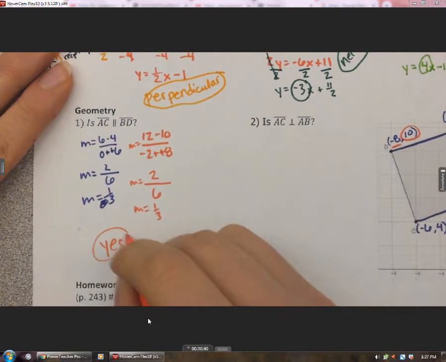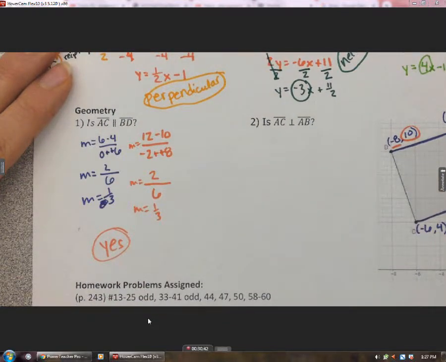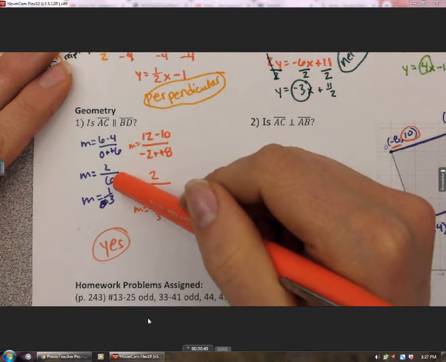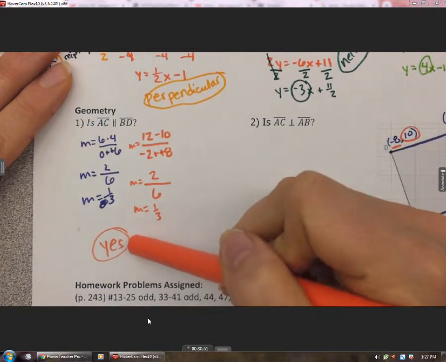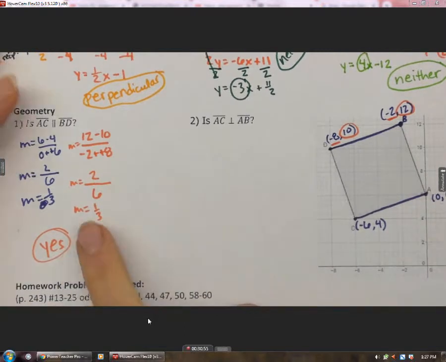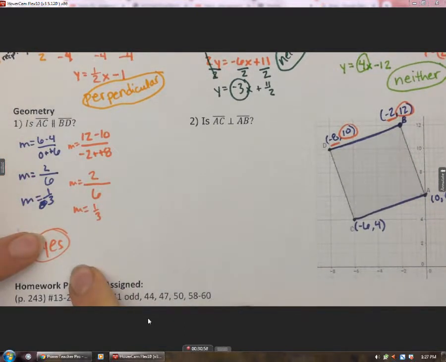Yes. Are you going to have one like this on your test? Yes. Are you going to have one like this on your homework? Yes. Do I need to see your work? Yes. So yes, these two are parallel. We proved it, not just by sight, not just by eyeballing, but by showing that their slopes are the same.